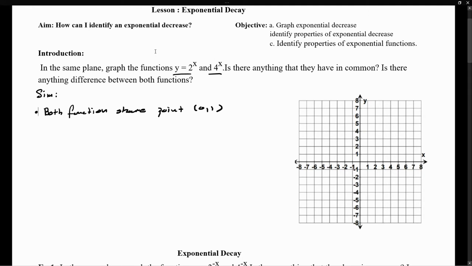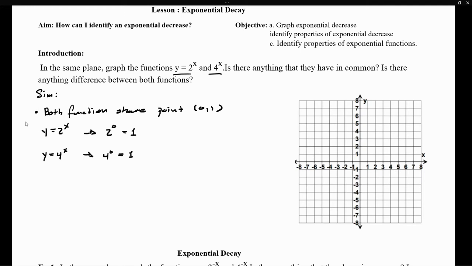Well, let's go to our functions. If we go to the function 2 to the x and the function 4 to the x, when x is 0, we're going to have a 0 as an exponent. So we're going to have 2 to the 0, which is exactly 1. That's the same idea here. We're going to have 4 to the 0, which is exactly 1. So therefore, they both have the point (0, 1).